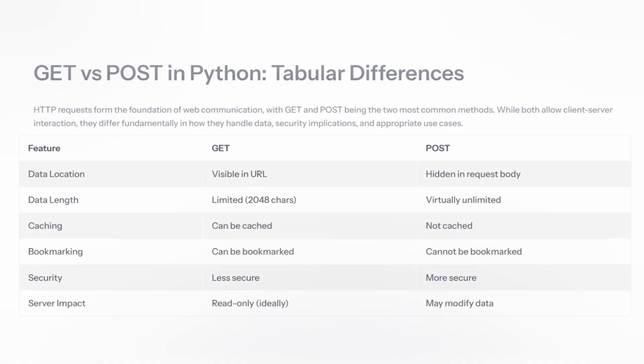So we are going to look at the feature and then how it's handled in GET and how it's handled in POST. For data location, it is visible in the URL in GET, but hidden in the request body in POST. For data length, it is limited to 2048 characters in GET, but on POST it is virtually unlimited.